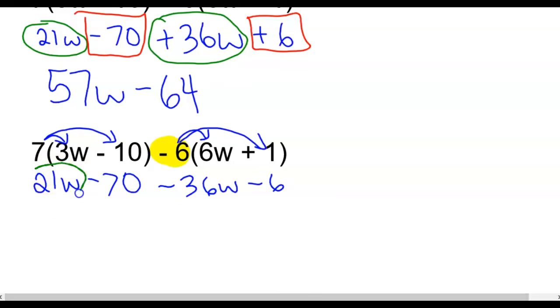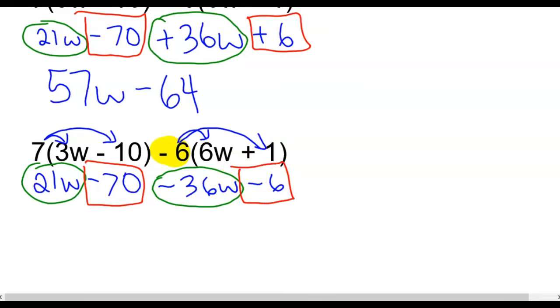So combine like terms again. Positive 21w minus 36w. Negative 70 minus 6. Well, what do we get? 21w minus 36w is negative 15w. Negative 70 minus 6 is negative 76.